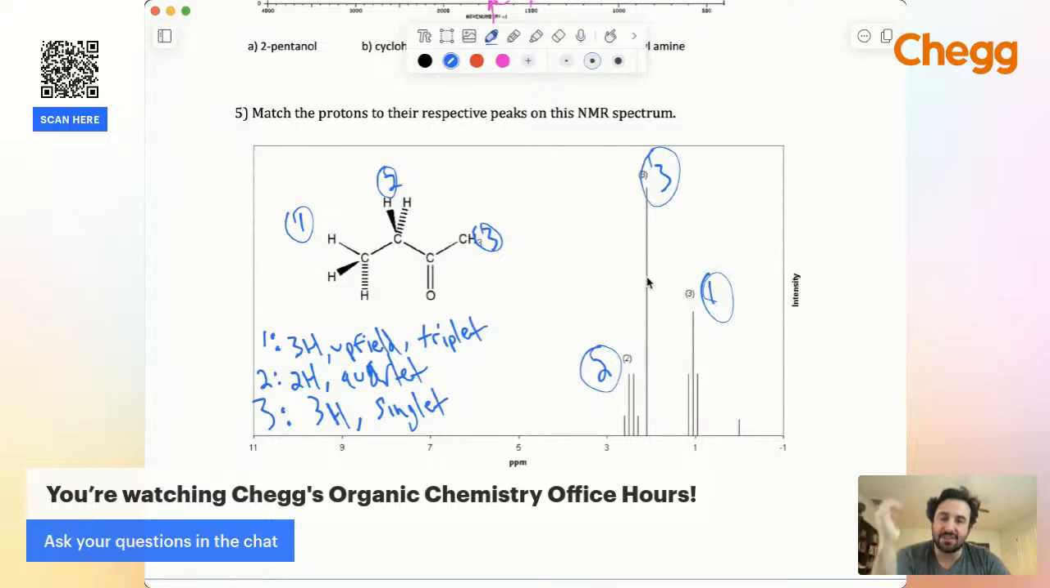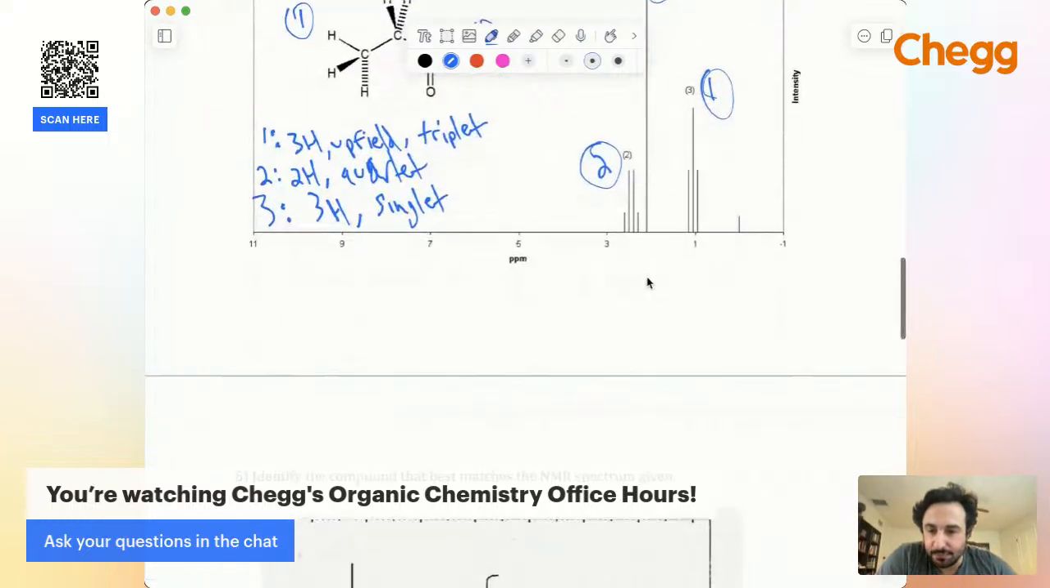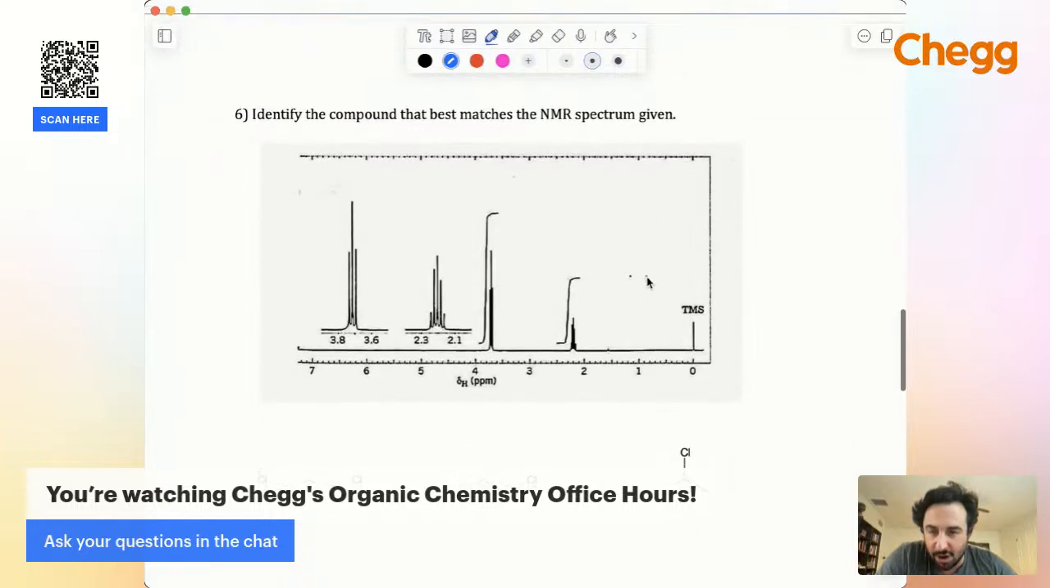So that's another simple NMR one. Okay, let's do one more because we're hot on it.